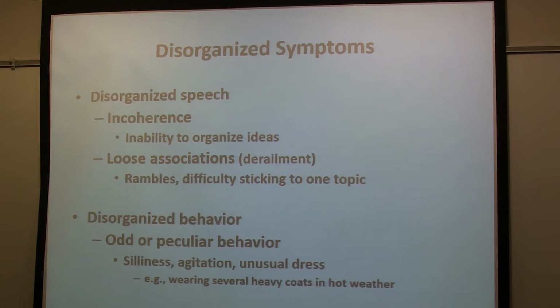Disorganized symptoms, so you have disorganized speech, which is incoherence, inability to organize the ideas. Loose associations, which is a type of derailment. The person rambles, difficulty sticking to one topic or linking them together. Disorganized behavior is odd or peculiar behavior. It could be silliness, agitation, unusual dress, such as wearing several heavy coats on a 90-degree day.